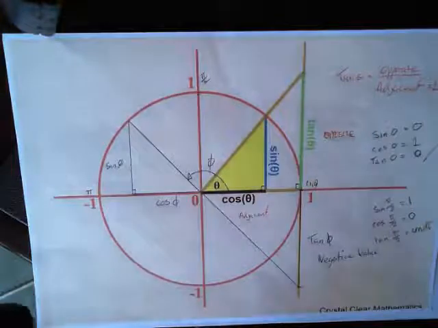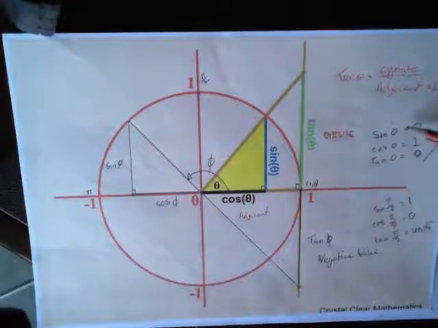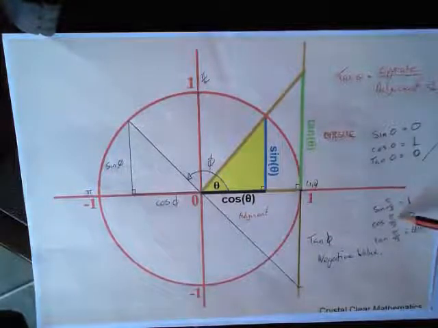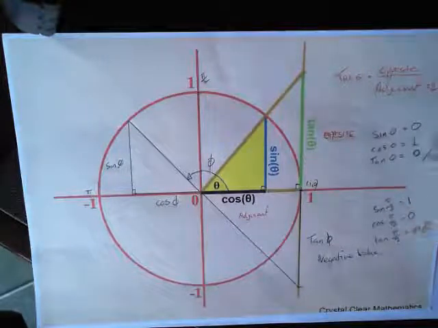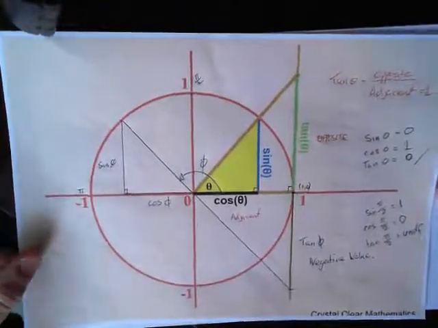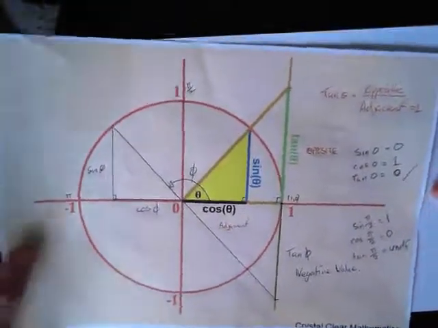So they're ones you need to know: sine of 0, cos of 0, tan of 0, sine of 90 or pi on 2, cos of pi on 2, tan of pi on 2. Looking at your unit circle, you should be able to very quickly work that out if you don't remember.